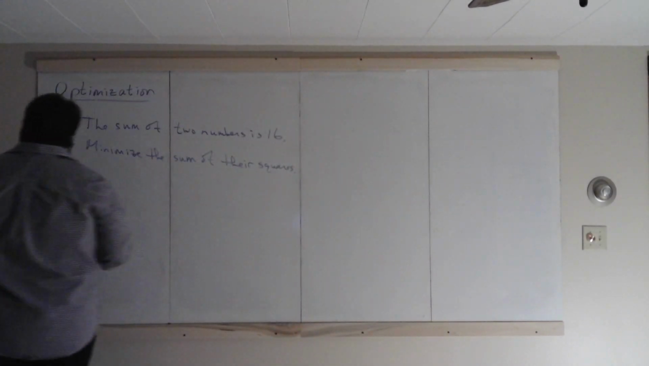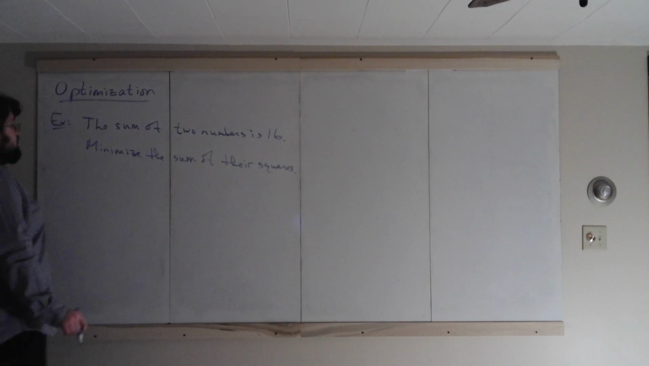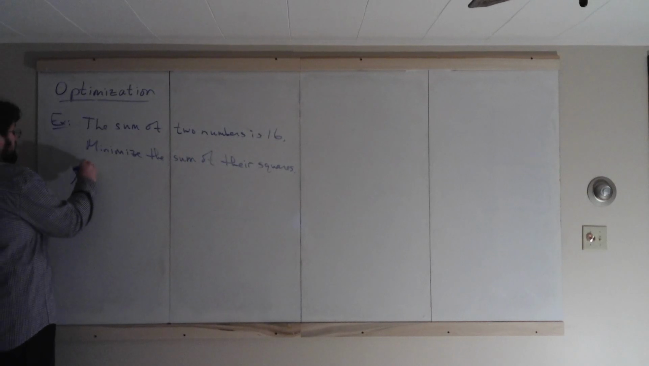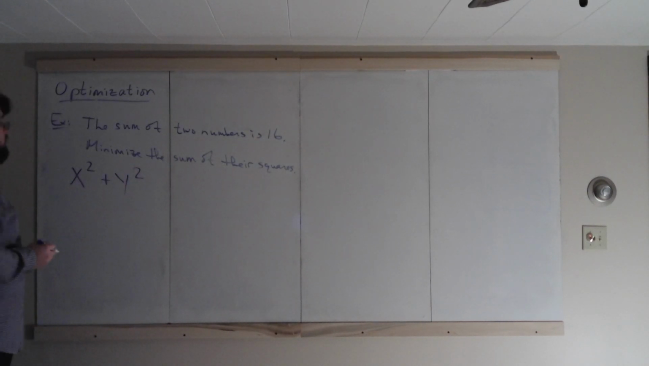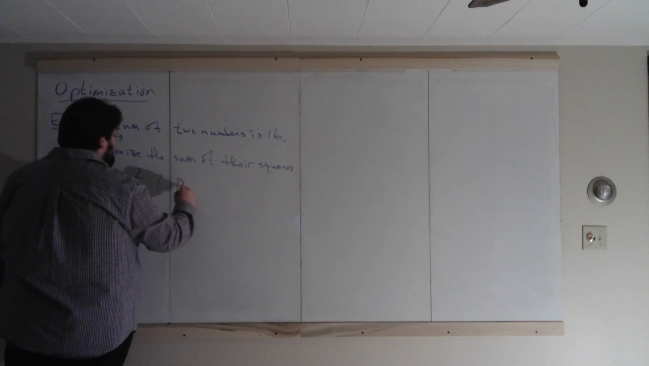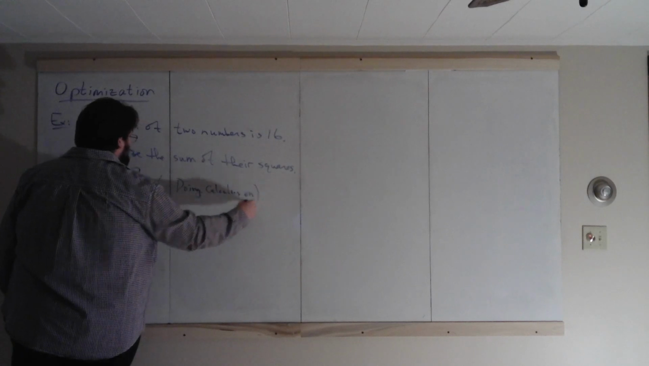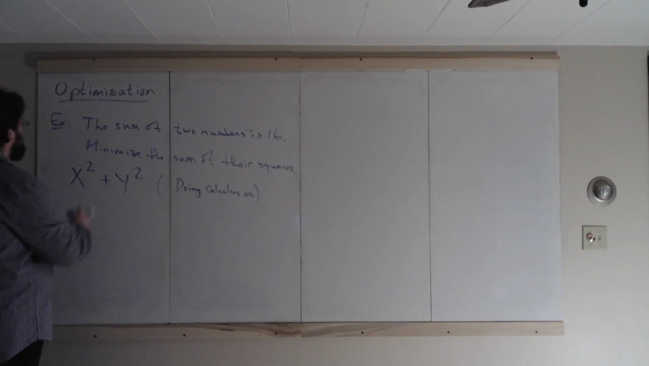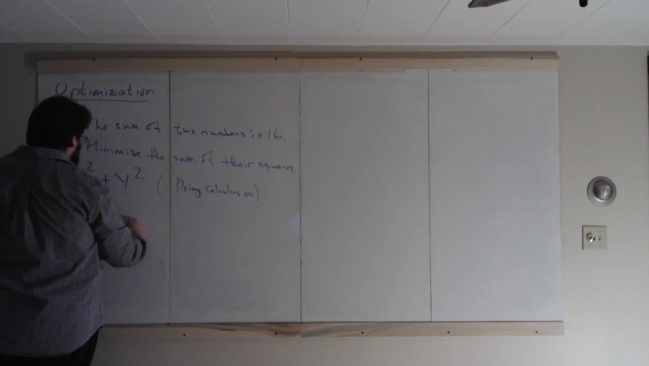And when a drawing is not relevant, the first thing I like to do is identify the function we're doing calculus on. Minimize the sum of their squares. Well, x squared plus y squared is the sum of their squares. So we're doing calculus on this function. Now it's a function of two variables. So let's eliminate one by using the other observation that x plus y must equal 16.